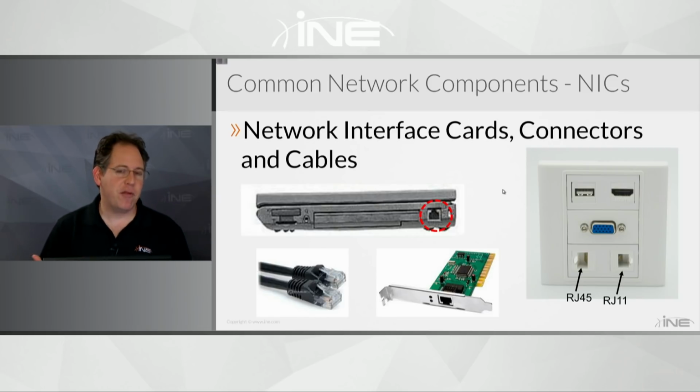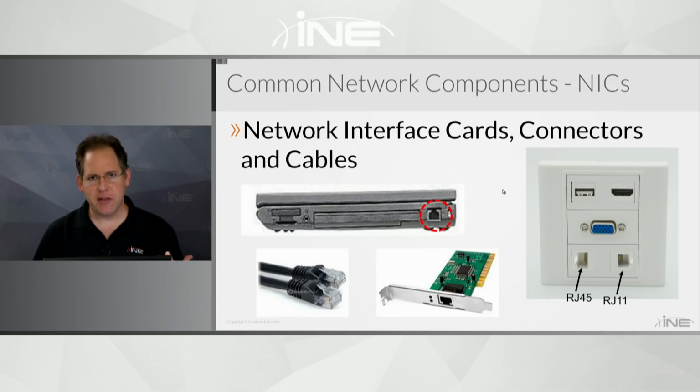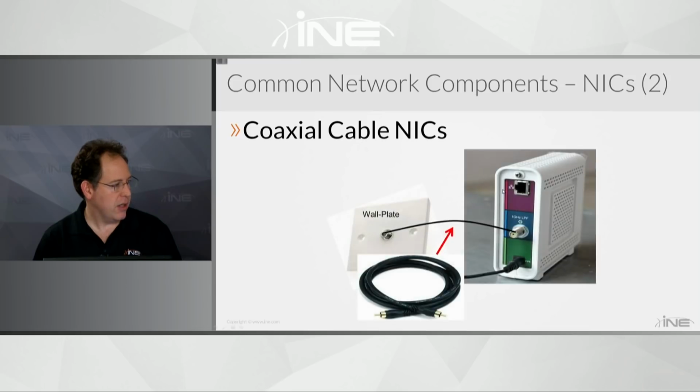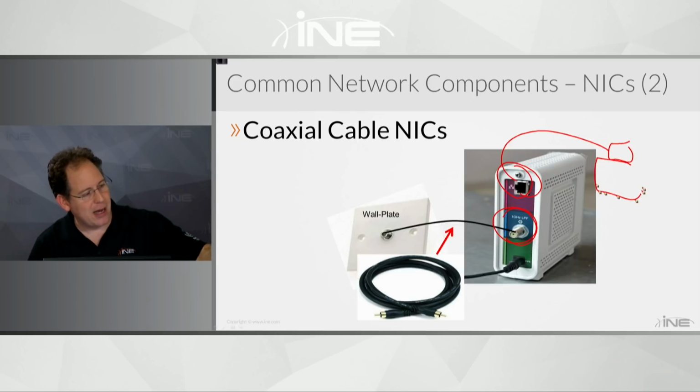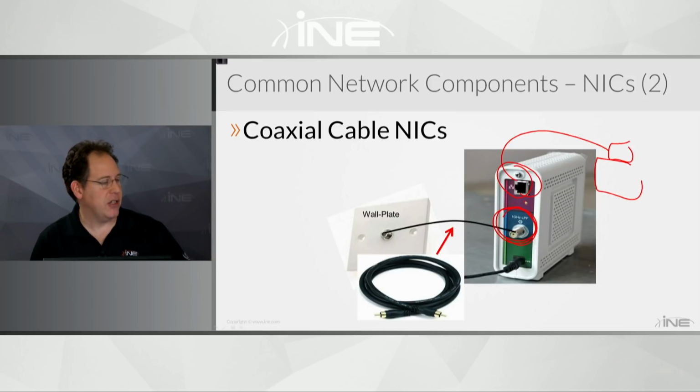Now, RJ45 and Ethernet are not the only kinds of connectors or cables that can give you access to a network. For example, here's another one. Coaxial cables. You might recognize this as a cable modem that you got from your cable provider. We've got our RJ45 jack, which is going to connect back to your laptop, so your network interface card is going to go into this. And then this right here is connecting to your WAN, your wide area network.